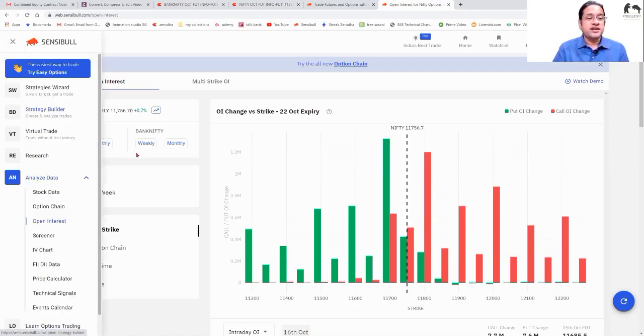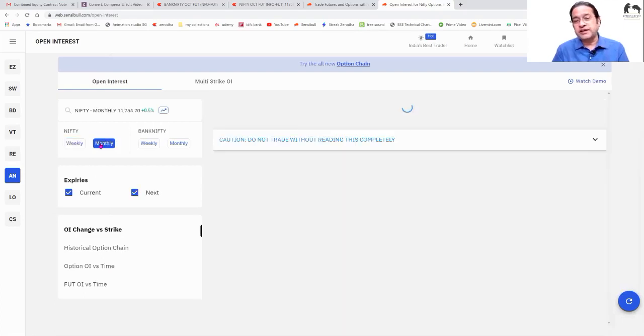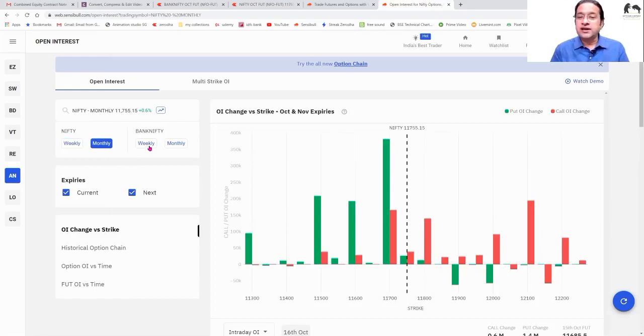Now, I have an option here. As you can see, I can check either the Nifty weekly option or the monthly option, which is expiring on 29th. I have a choice to see that. Also, it is available for weekly Bank Nifty as well as monthly.